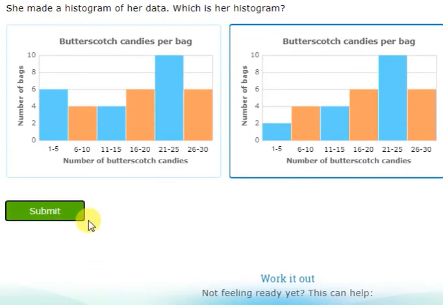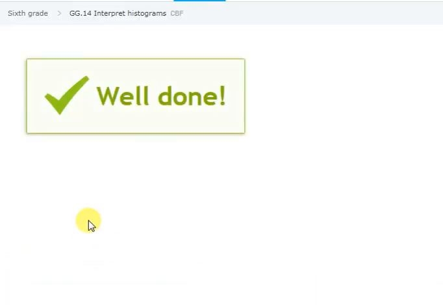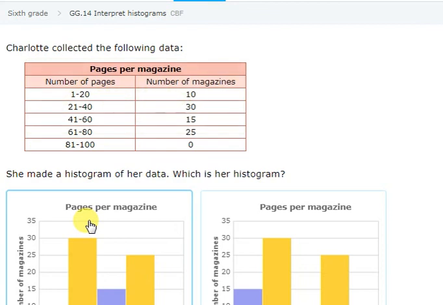Okay, I think we have discussed all the cases that you may encounter in this data. Now you can easily go on IXL. The code of the skill is CBF and the name of the skill is Interpret Histograms. Go on IXL and practice this.